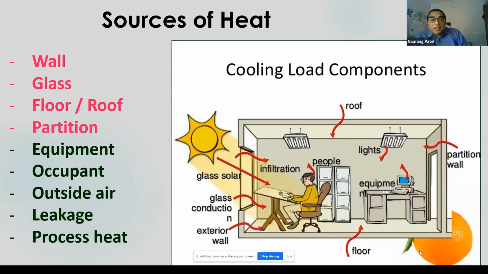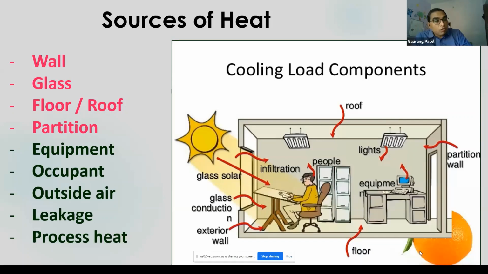Okay, then there will be equipment in the room. You will be having computers, fans, lights, all other sources which have electrical loads. What happens with electrical equipment is that it takes electrical energy and converts it into the required energy. If a light is there, it converts electricity into light energy, it gives you lux. That will be converted into heat, and that heat coming from the electricity comes into our room as heat with the help of the light.